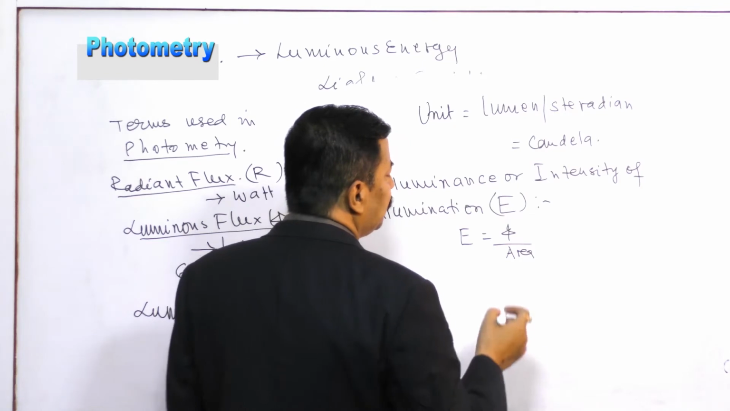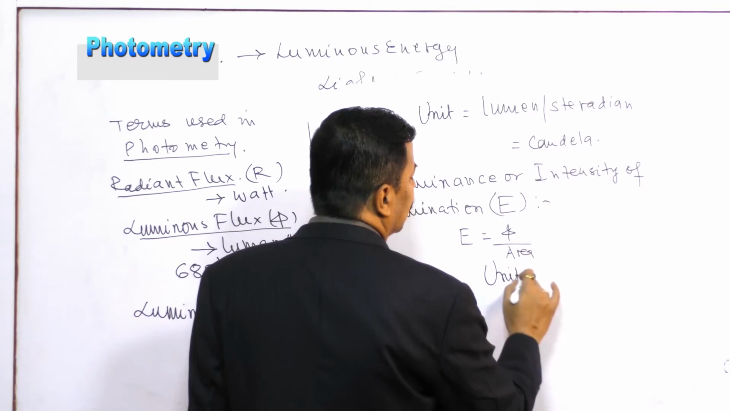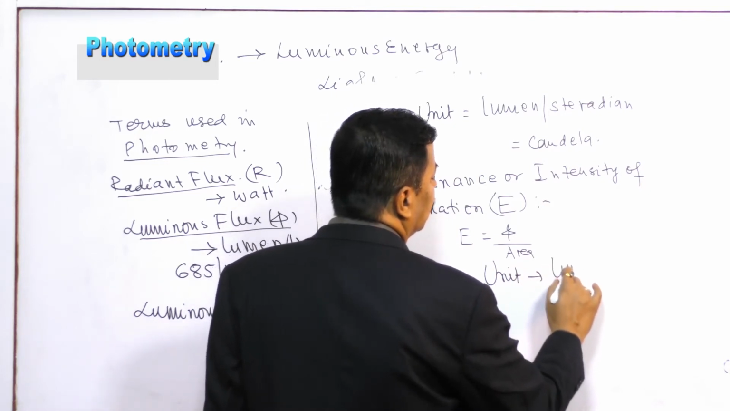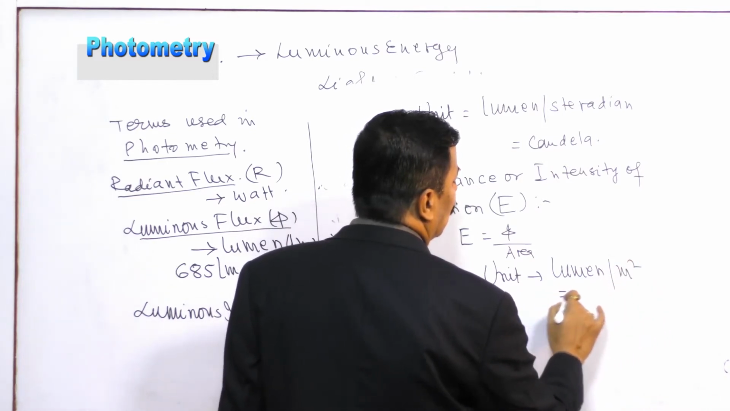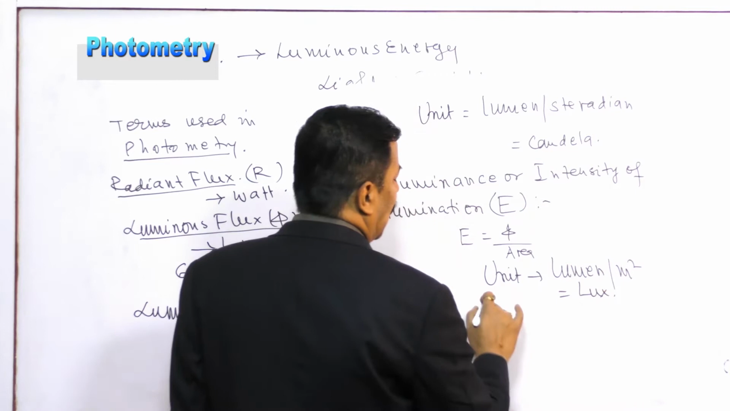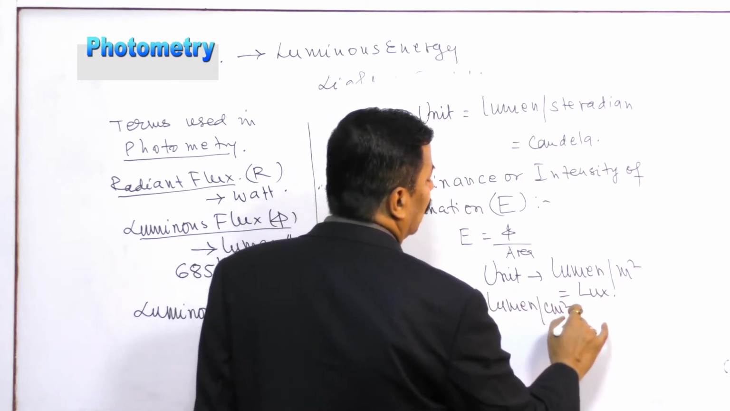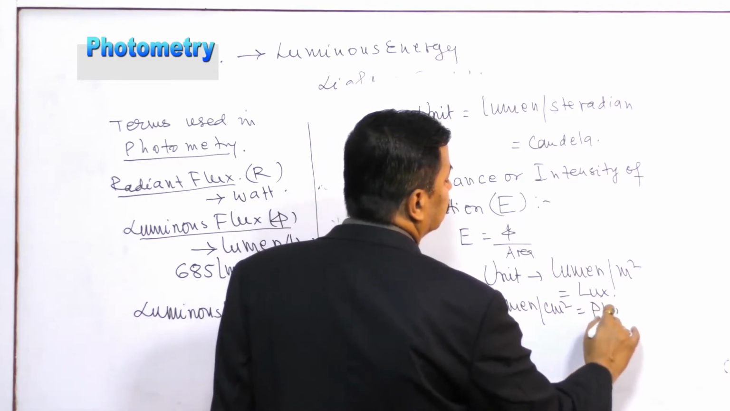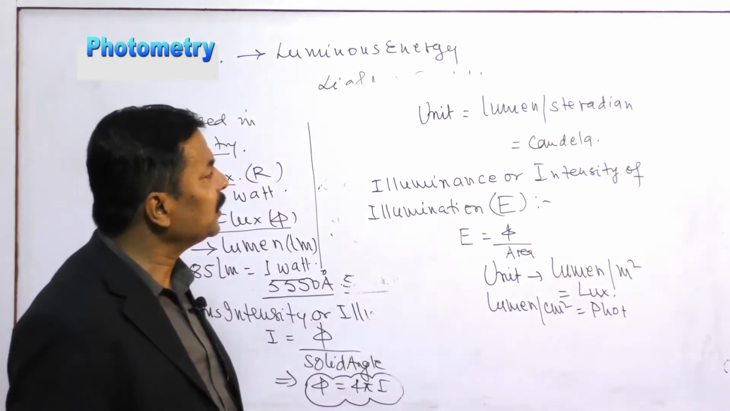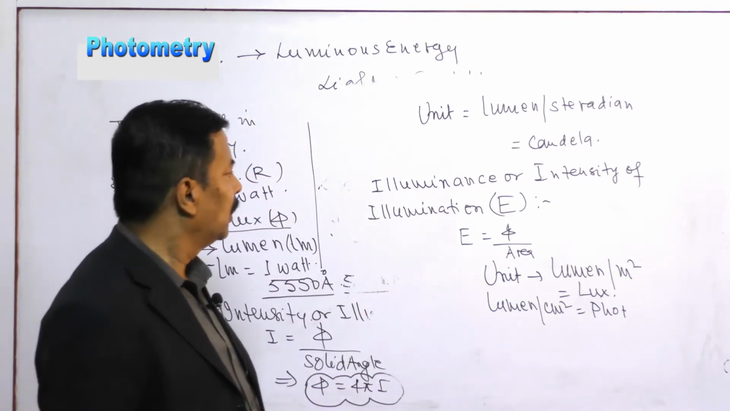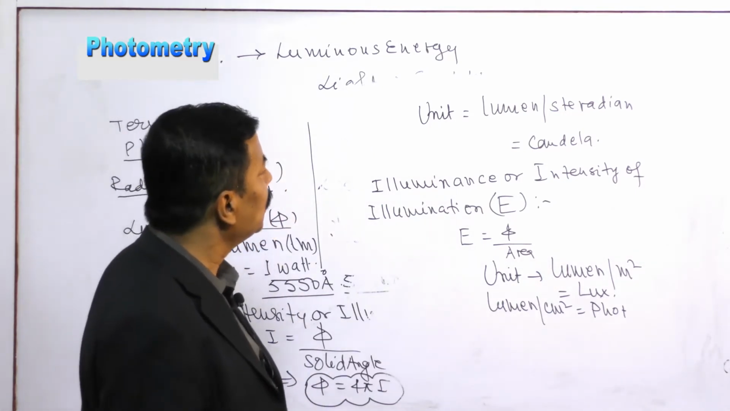So unit wise, it has got the name lumen per meter square, and this is called your lux, and lumen per centimeter square is called your fort. You can get the relation between them. So this tells about your illuminance or intensity of illumination.